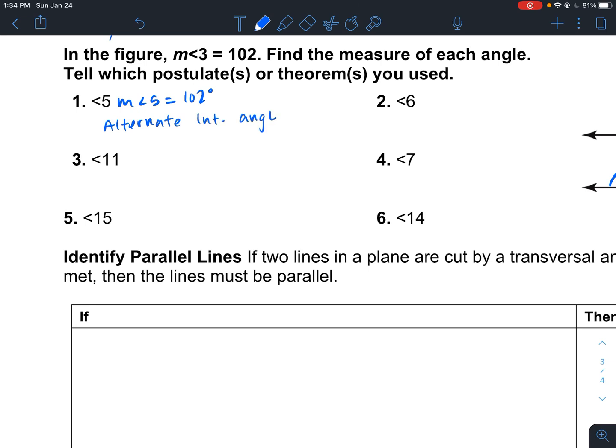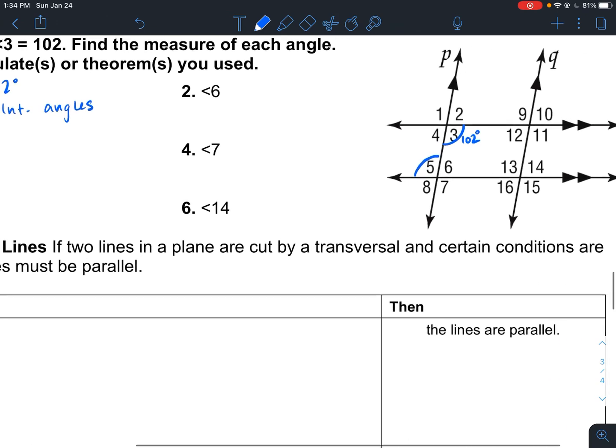Now, what I would recommend is that you pause the video, try to finish this yourself really quickly, and then you can check with my work. I'm going to go through and do these, but I would ask that you try it on your own and see if you can find the measure of these angles.